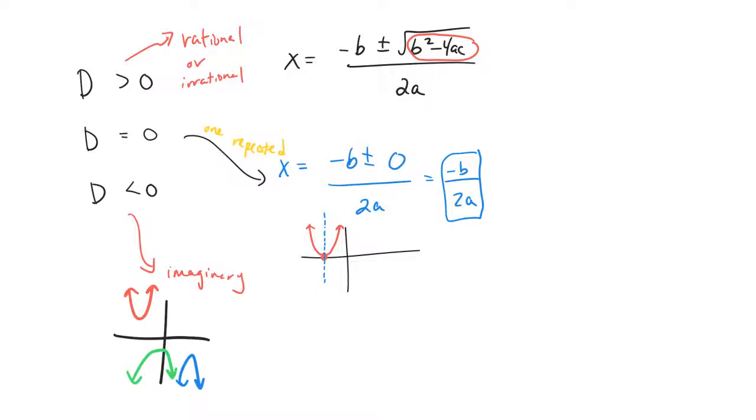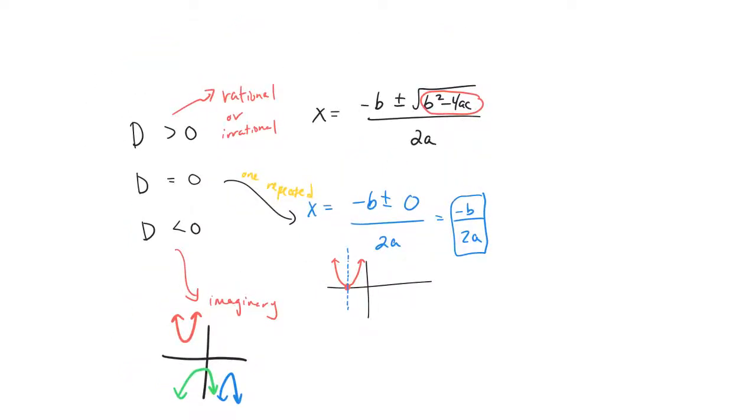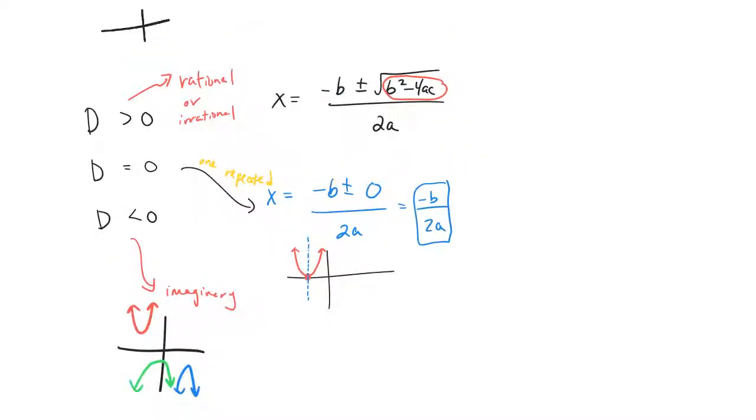Whereas the original one up here at the top, the rational and irrational example, this graph crosses the x-axis at two spots, or maybe crosses over here at two spots, or maybe over here at two spots. Any of those are possibilities. Yes, we have three cases. One case where you have two x-intercepts, and that's when the discriminant is positive.